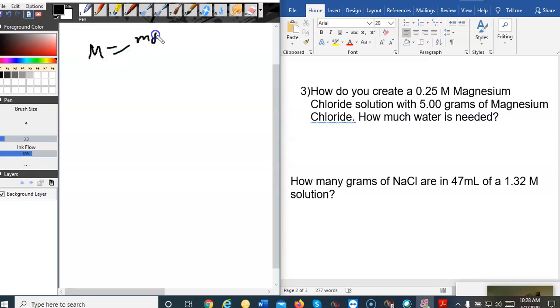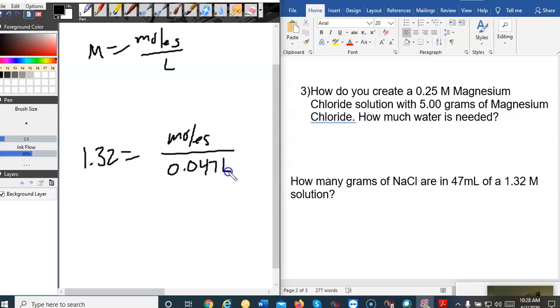Molarity equals moles per liter. So I'm finding how many grams. Obviously I can't find grams from the equation alone, but I can find moles. And what can you do with moles? You can then find grams. So 1.32 equals my number of moles of sodium chloride divided by, and remember, this has to be in liters, so you have to convert that 47 milliliters into liters. So 0.047 liters. Do you guys remember to do that?